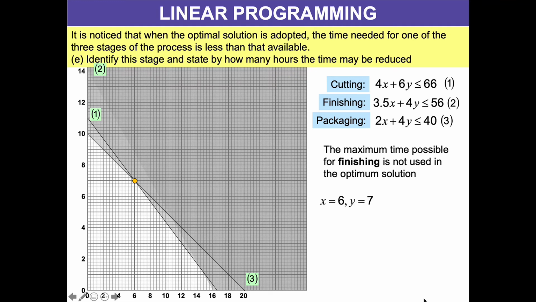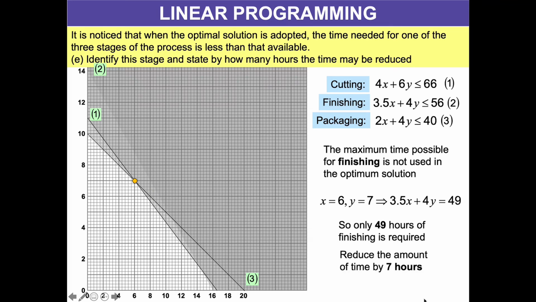So if I have the optimal solution 6 and 7 and I'm taking the line or the constraint for finishing, then I plug it in 3.5 times 6 plus 4 times 7 gives me 49 hours that will be required, and not 56 hours as they gave us, which will help me to save 7 hours of time.